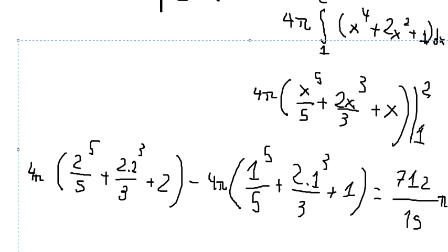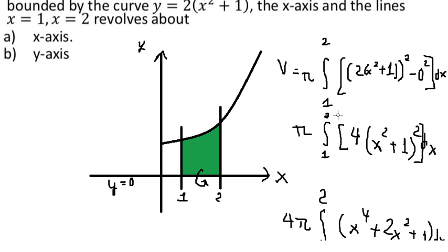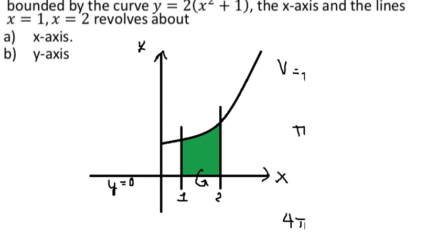Now let's go to question B. Question B, they rotate about the y-axis. So we have this area in here, and they rotate on the y-axis. So in this situation, we can use this formula in here, and we got 2 pi, and we have the integration from number 1 to number 2, and we have x, and we have the function we put in here.